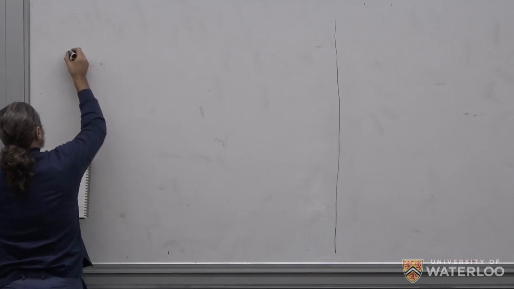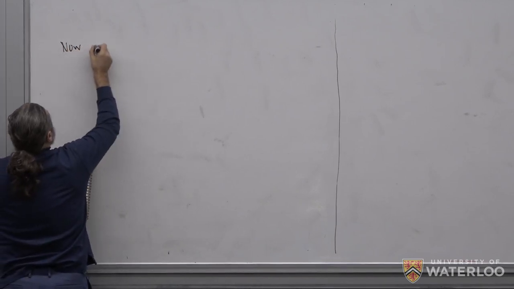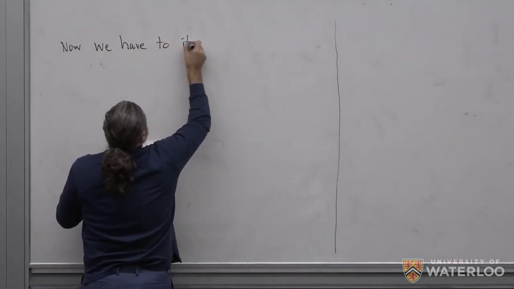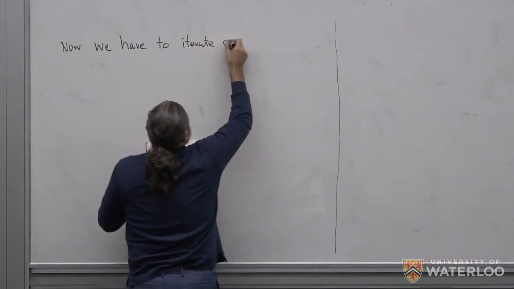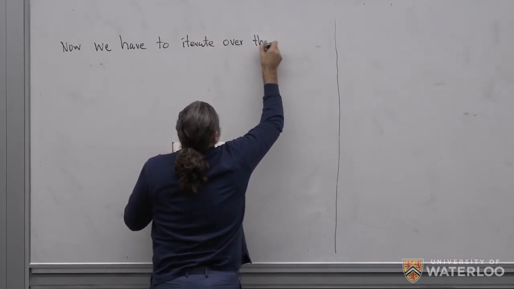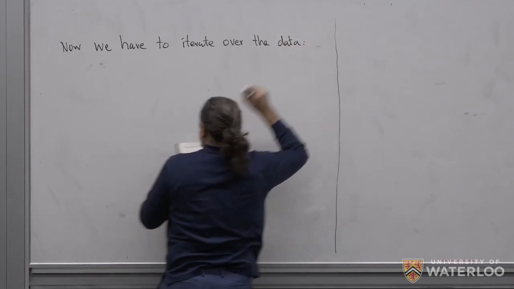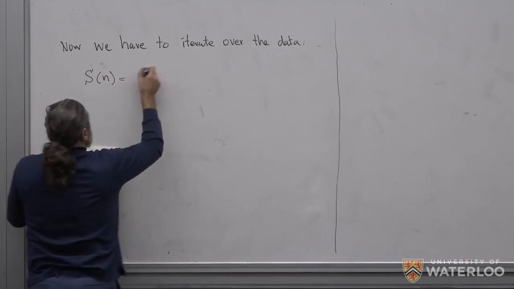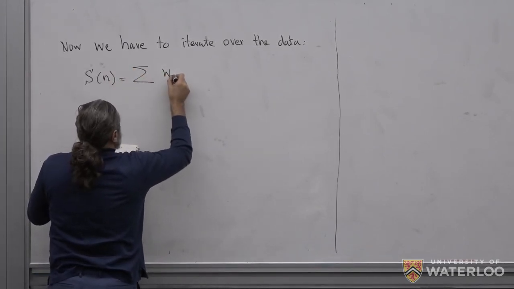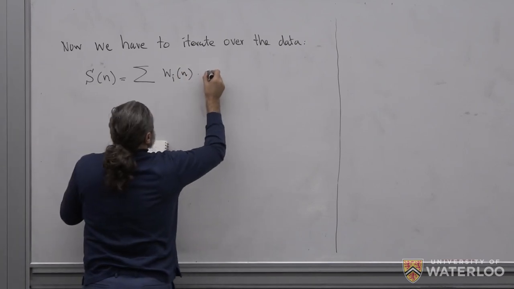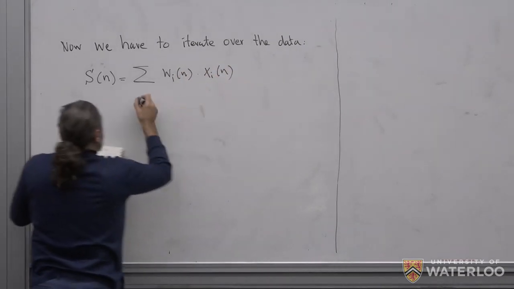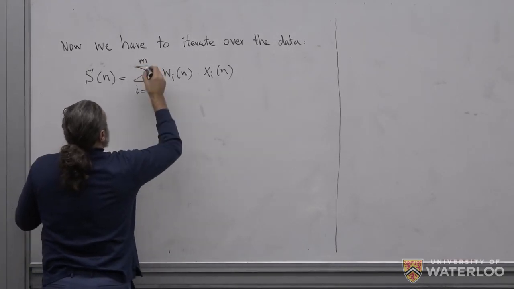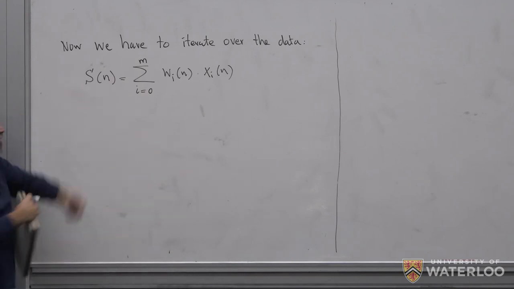So now we have to iterate over the data. S of n is equal to the sum of w_i of n times x_i of n, and i goes from 0 to m, let's say the number of instances.